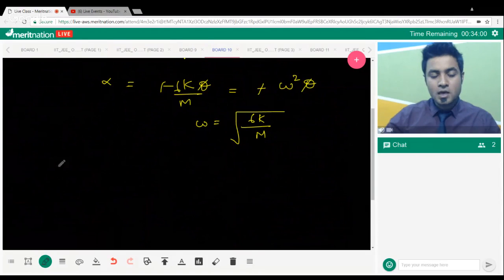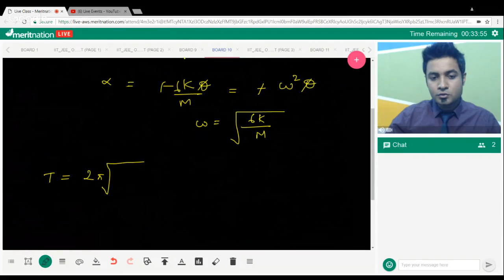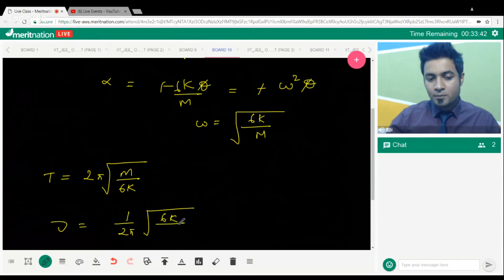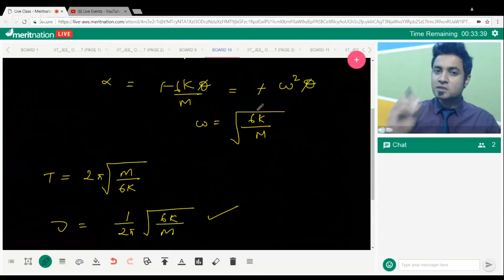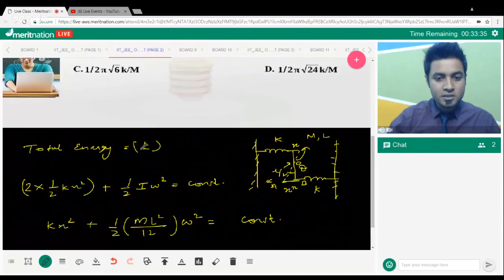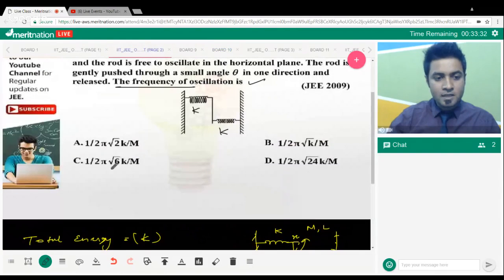Now if you want to calculate the time period, that will become 2π by ω, which is 2π under root m by 6k. Or if you're calculating the frequency, you just need the reciprocal of it, that is 1 upon 2π under root 6k upon m. So this is the frequency at which this rod is oscillating. Let me just see the options here. Yeah, this one. So this is the one that we got.